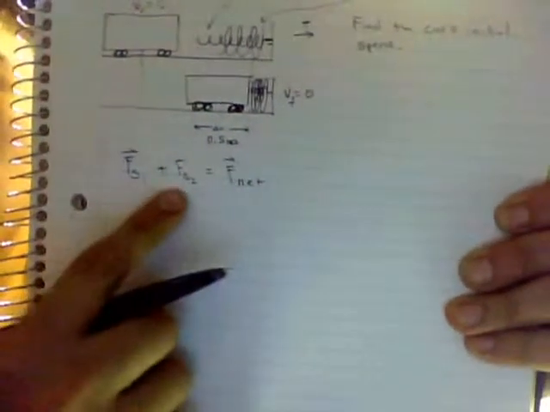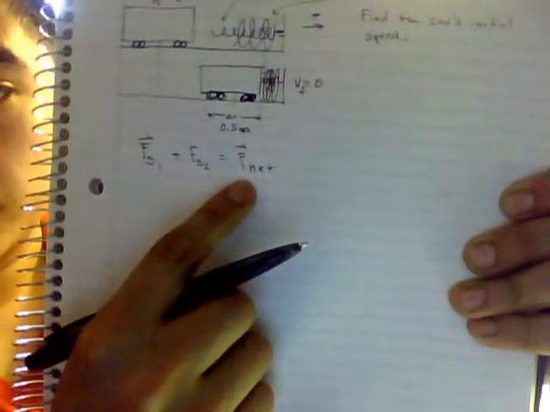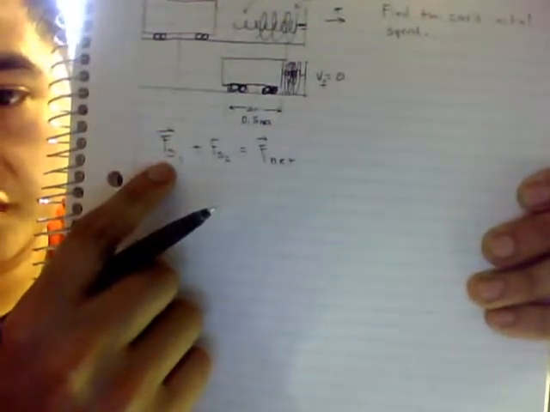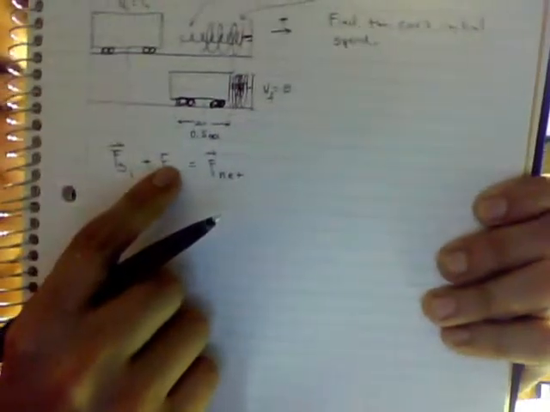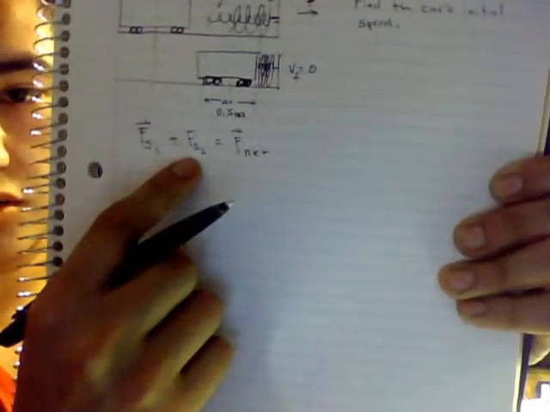So your net force should be the force of the first spring plus the force of the second spring. And it's on the horizontal. There is no y component.